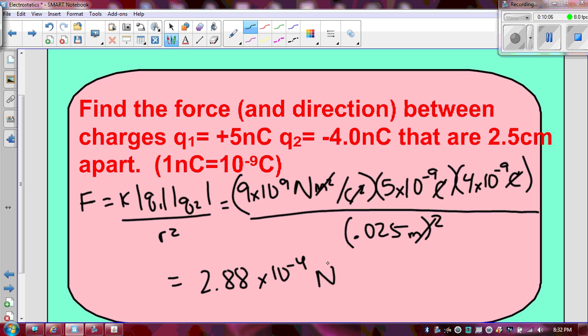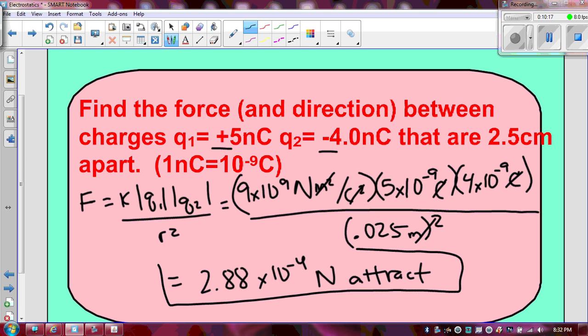And then what is the direction? Since one is positive and the other one's negative, opposites attract. And so that's going to give me attract as the direction there.